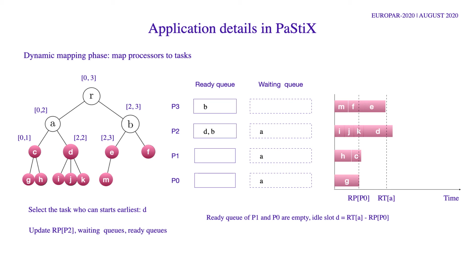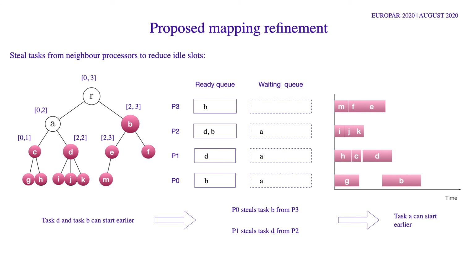Let's take processor P0 for example. The next task to be mapped onto processor P0 is task A. The idle slot can be calculated as the ready time of the task minus the ready time of the processor. To reduce this slot, the task we steal should start earlier than task A. But task B can start earlier, hence we schedule task B onto processor P0. The idle slot is then reduced. The same analysis goes for processor P1. And finally, task A can start earlier.